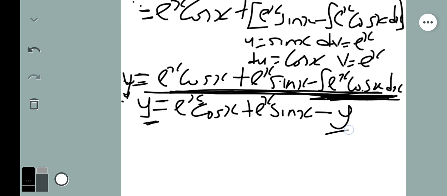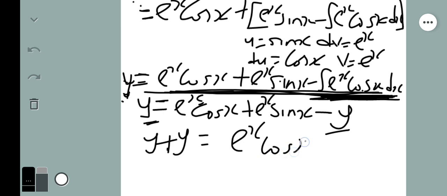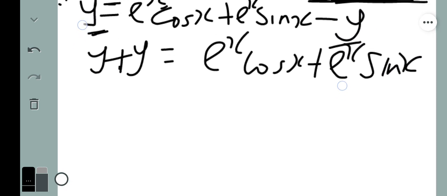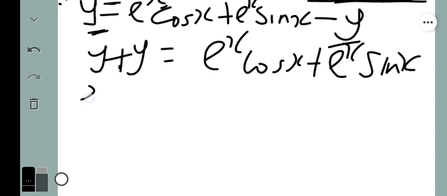So this y here, I'll bring it to the other side of the equals to. What do I have? y plus y. Can you get it now? Equals to what? Exponential x cos x plus exponential x sine x. So we have this at the end of the day. So from here, what do we have? 2y. I get it now.